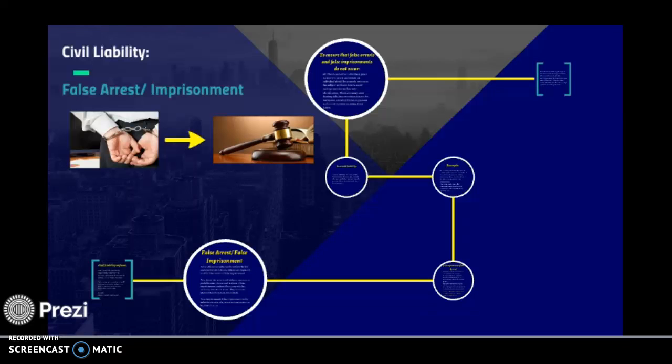The issue of civil liability in modern policing that I chose is the topic of false arrest and false imprisonment. The picture right below the title I think is directly related to the topic because it's a man in handcuffs, and it also shows the judge's gavel, and I put the arrow there to specifically show the correct order in which it happens.